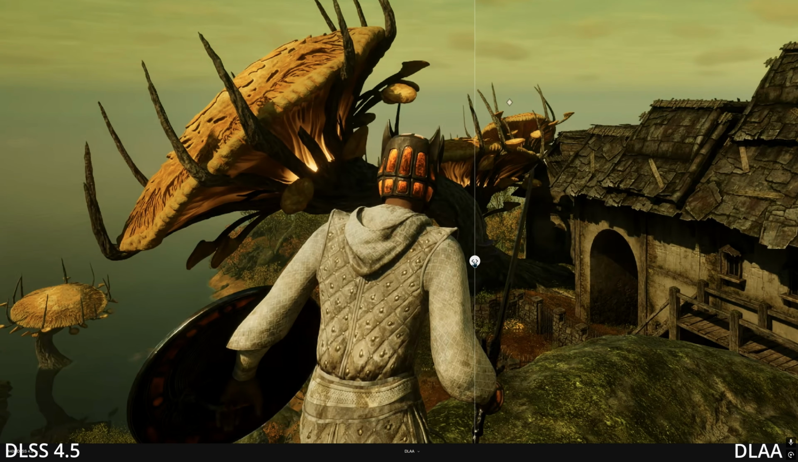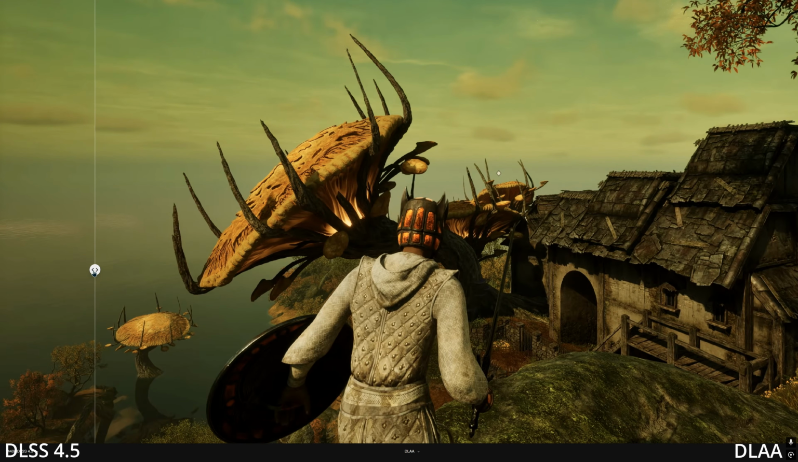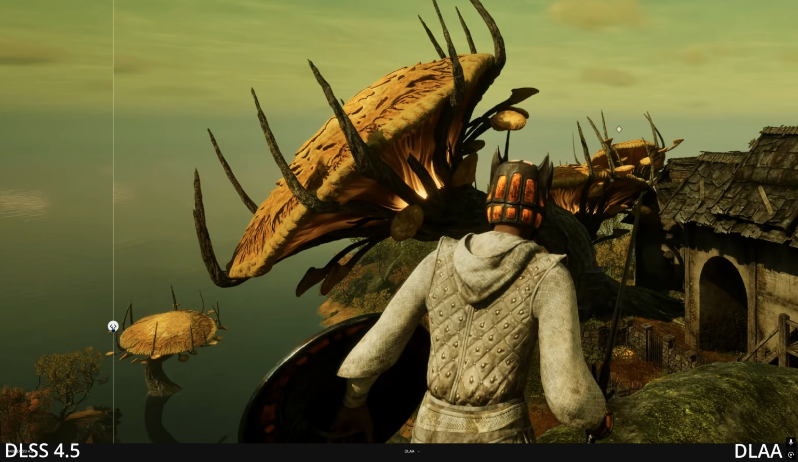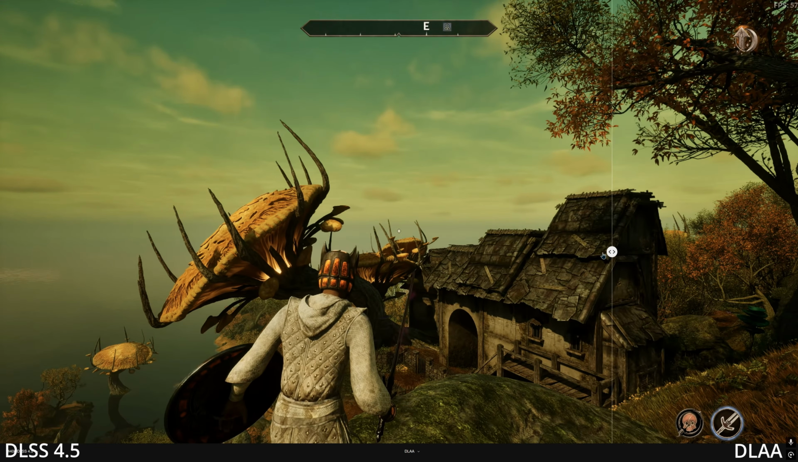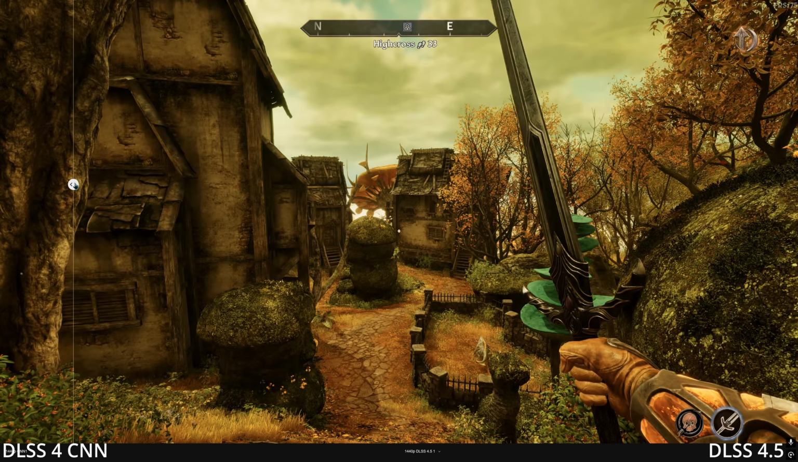Interestingly, the increased number of lighting samples leads to flickering with DLAA on the garments here. On the mushroom, you can see that the global illumination detail is reduced at performance mode compared to native DLAA. Overall, the differences are subtle and really hard to notice, particularly when you're in motion. This comparison highlights how good the transformer model is at retaining visual detail and sharpness compared to the older CNN model.